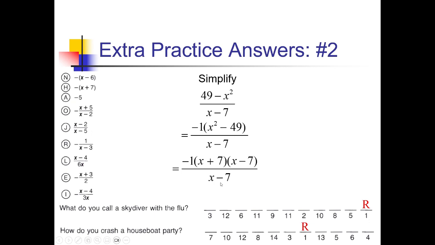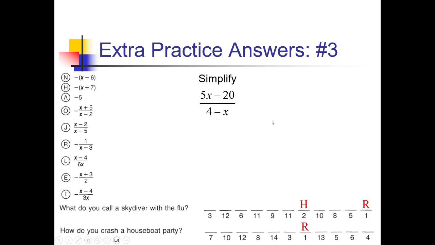X minus 7's are canceling, so all that's left over is a negative 1 and an x plus 7. I could distribute that out if I wanted to, but just looking over at my answer choices, I notice I actually have negative parentheses, x plus 7 right here, choice H, so there's no need to distribute that. So let me put an H in spot number 2, and there's only one of those that's right there.